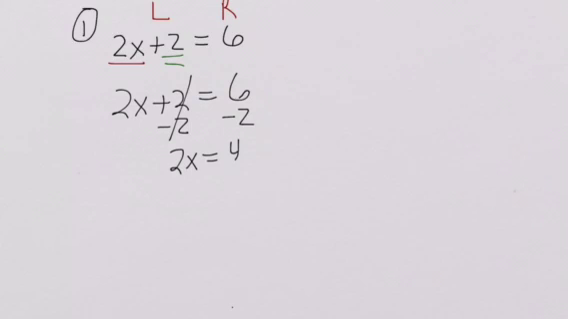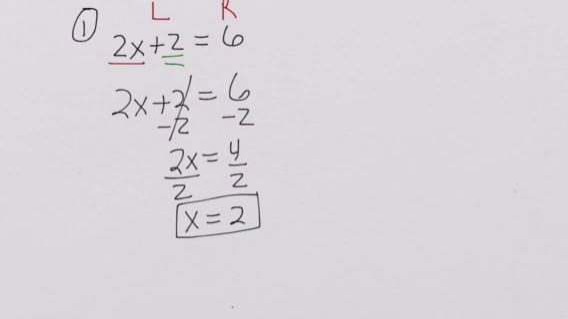Now we ask, is the x all by itself? It's not. We've already done the zero pair, so we need to say, what math operation is this? The math operation is multiplication. What's the opposite of multiplication? It's division. We're going to divide both sides by 2, and x is going to equal 2.